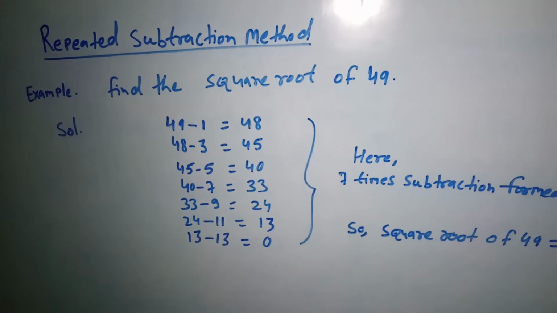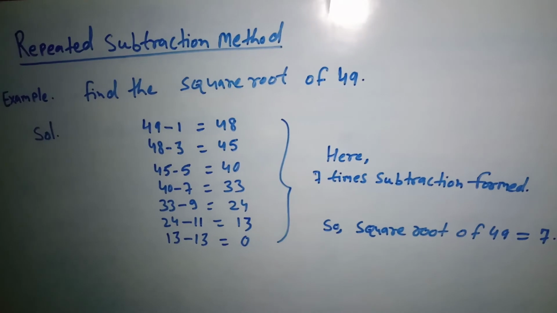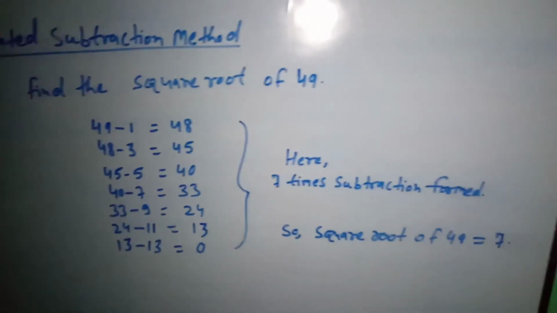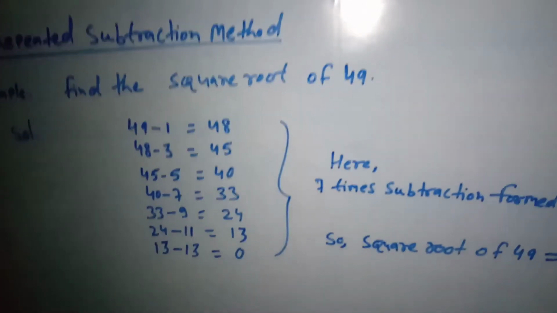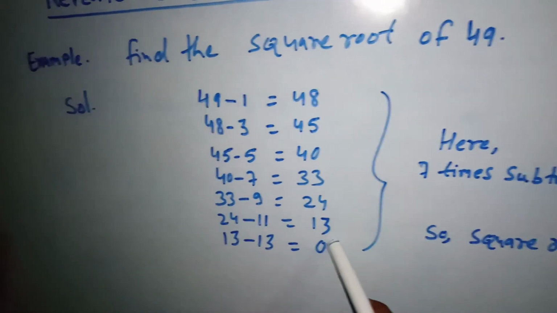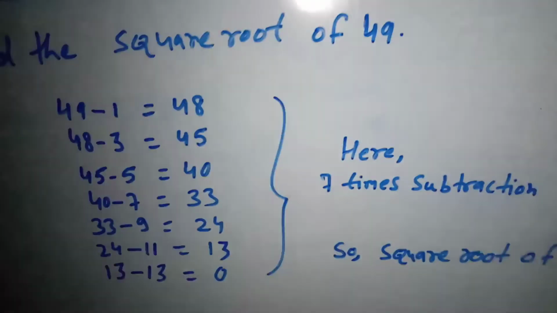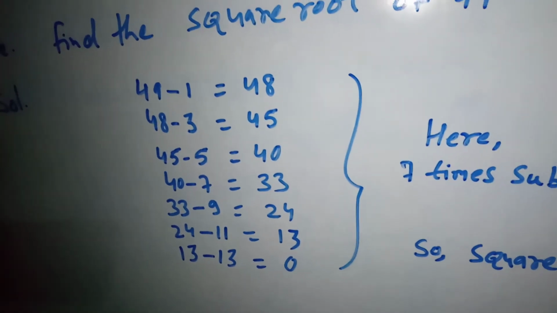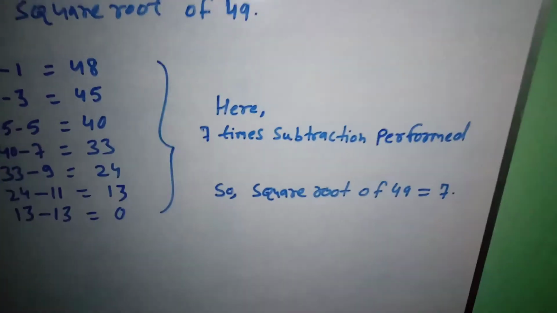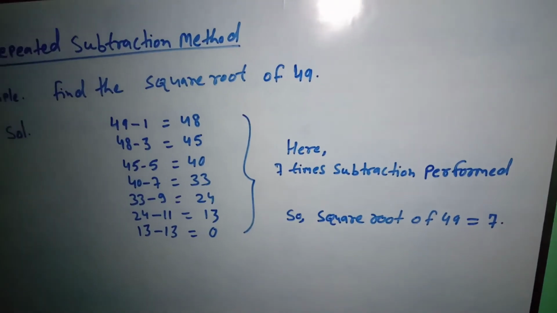When the subtraction gives 0, we stop here and count how many times we subtracted. So here 7 times subtraction was performed. See it: 1, 2, 3, 4, 5, 6, 7. 7 times subtraction performed. That's why the square root of 49 equals 7. Got it?